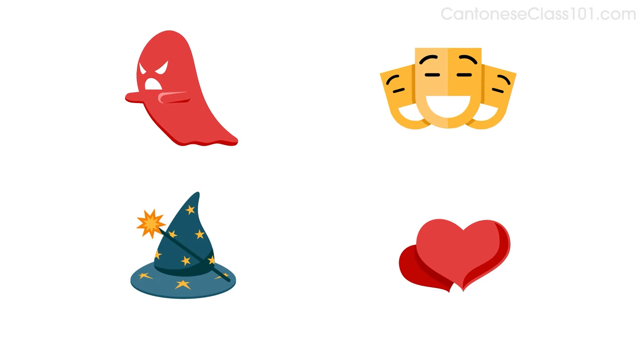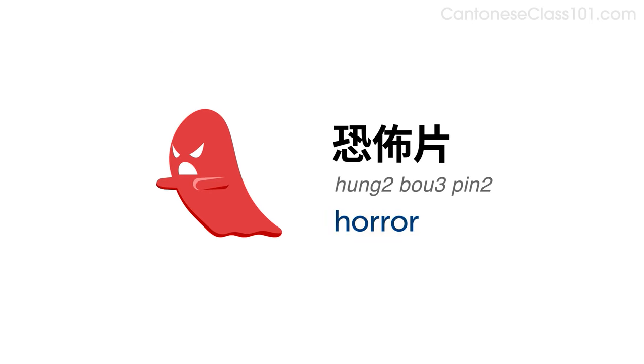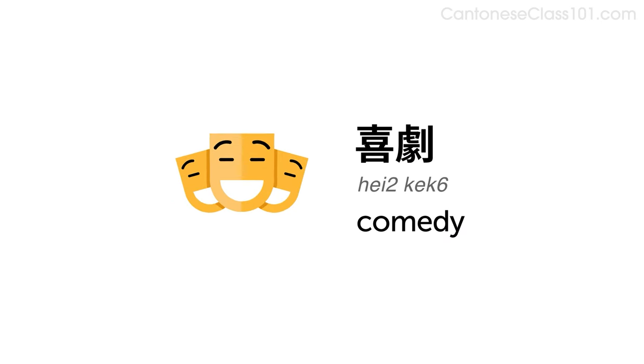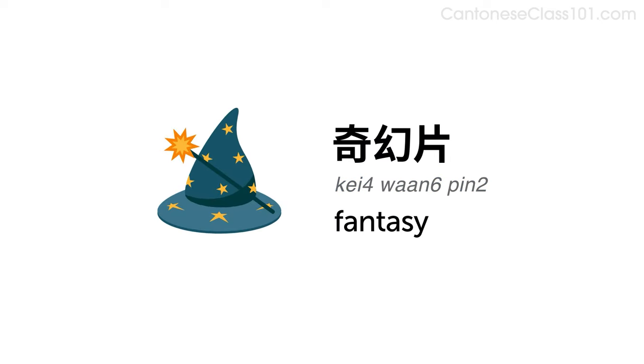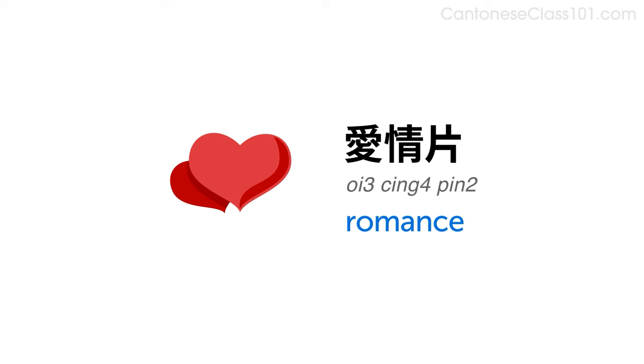Here are a few more kinds of movies you can use with the same pattern to talk about movies. Horror. 恐怖片. Comedy. 喜剧. Fantasy. 奇幻片. Romance. 爱情片.